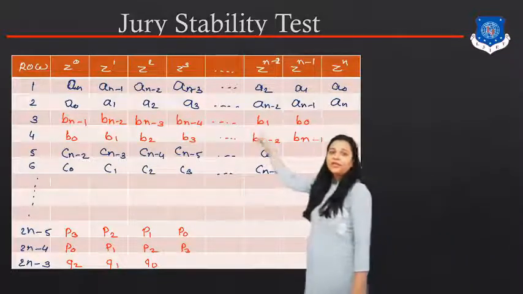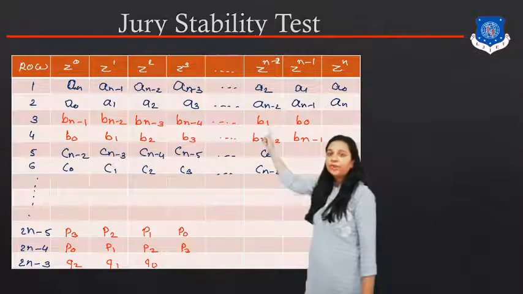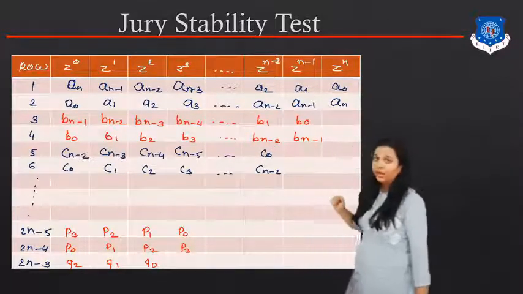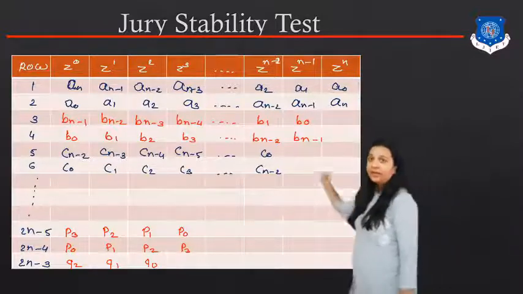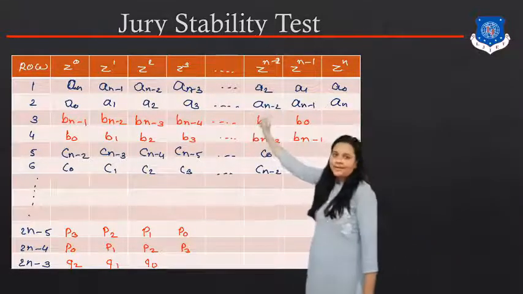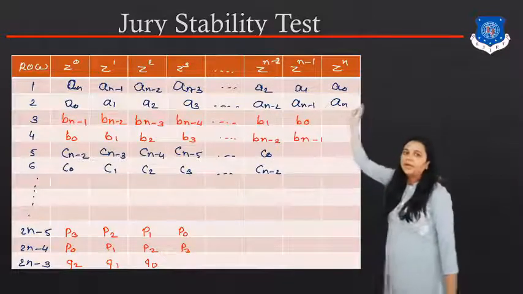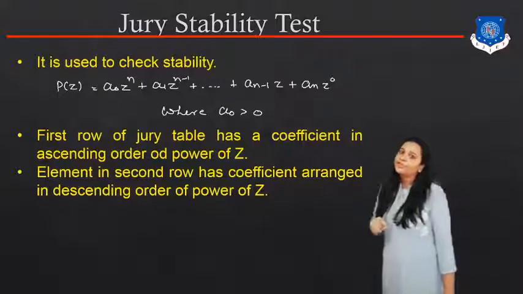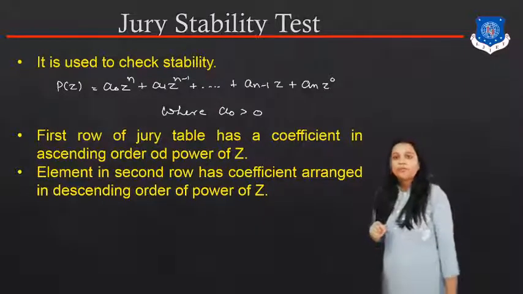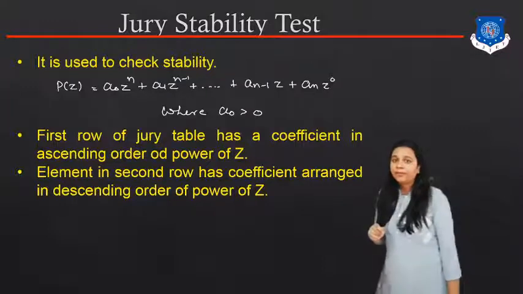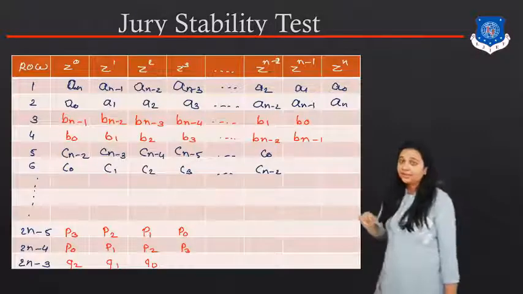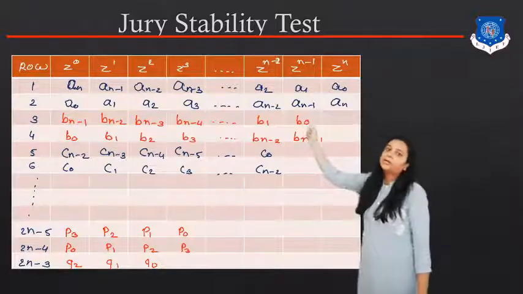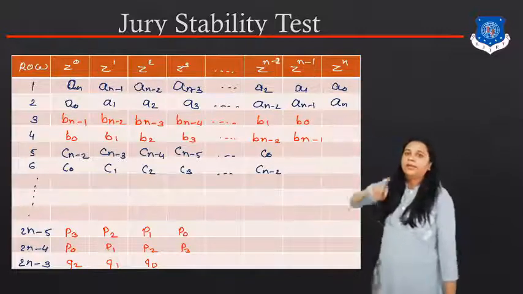Here you can see that different rows are given, starting from 1, 2, 3, 4, 5 and 2n minus 4, 2n minus 3. The power of z starts from z raised to 0, z raised to 1, up to z raised to n minus 1, z raised to n. Here you can see that the first row of the Jury table has the coefficients in ascending order of the power of z, that is a0, a1, a2, a3 up to an minus 2, an minus 1 and an.